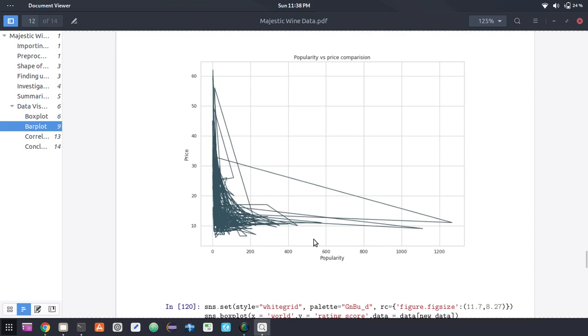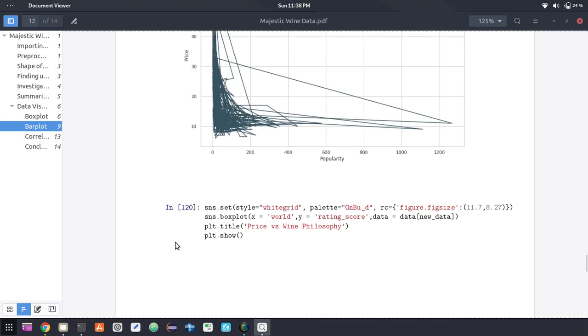Now this is a popularity versus price graph. We can see that as the wine gets more expensive, the number of people reviewing or purchasing it goes severely down, and the highest number of people are for the lower priced wines. The lower priced wines are more purchased and more reviewed.